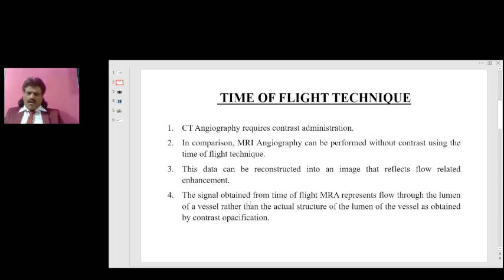So the signal obtained from time of flight MRA represents flow through the lumen of a vessel rather than the actual structure of the lumen of the vessel as obtained by contrast opacification. So in the time of flight technique, the signal obtained from the time of flight MRI represents flow through the lumen of a vessel rather than the actual structure of the lumen of the vessel as obtained by contrast opacification.